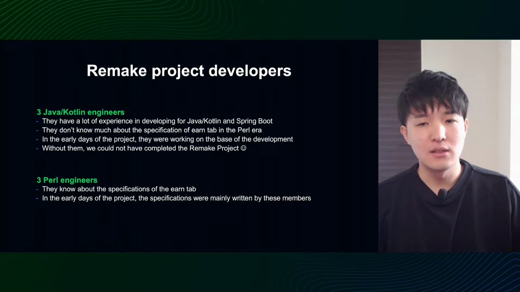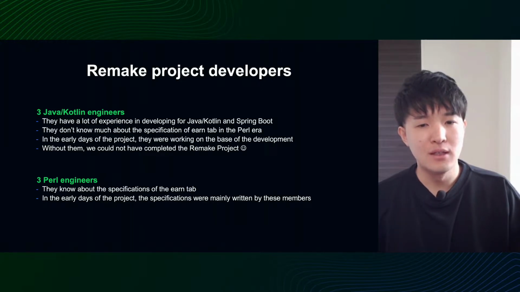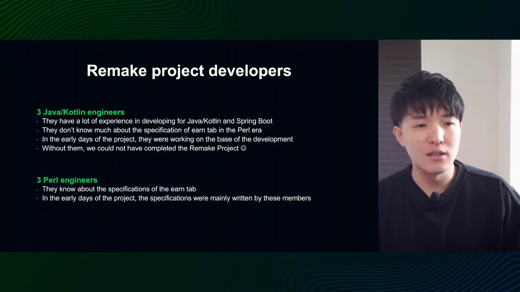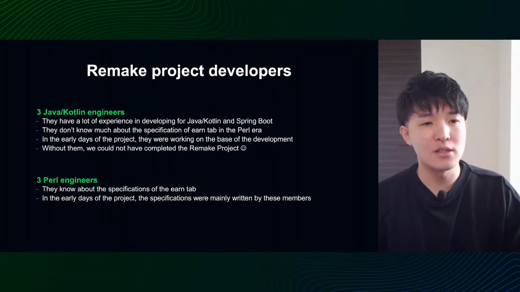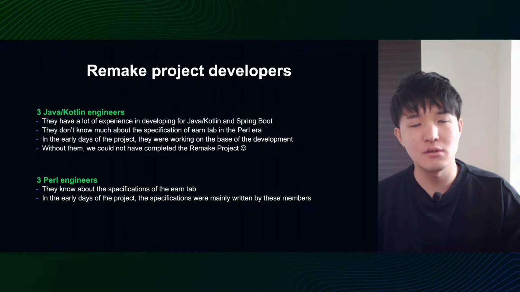Java Kotlin engineers have a lot of experience in Java Kotlin and Spring Boot development. They don't know much about the specification of earn tabs in Perl. In the early stages of the project, the Perl engineers also helped us to set up the environment so that the development could run smoothly. Without them, it would have been difficult to complete the Remake project. So when we rewrite the language, we need the engineers of the new language. In our case, the Kotlin engineers.